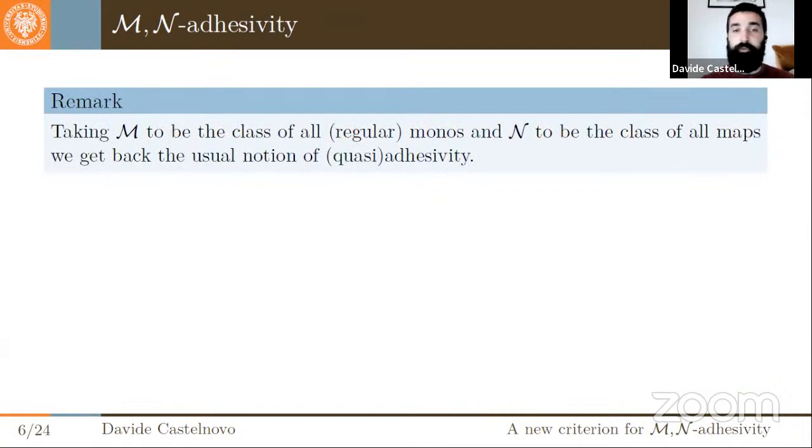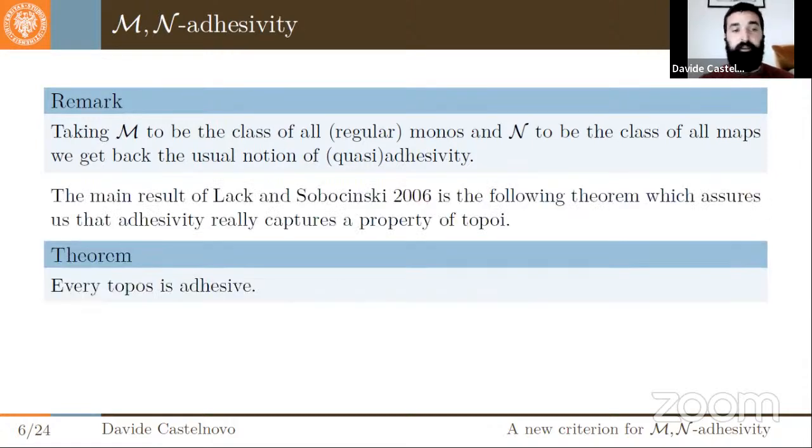If we take M to be the class of all monos or regular monos, and N to be simply the class of all arrows, we get back the notions of adhesivity or quasi-adhesivity. So we have this result by Lack and Sobocinski, assuring us that this definition of Van Kampen squares is right, because every topos is adhesive. So really, we are capturing a property of topoi.